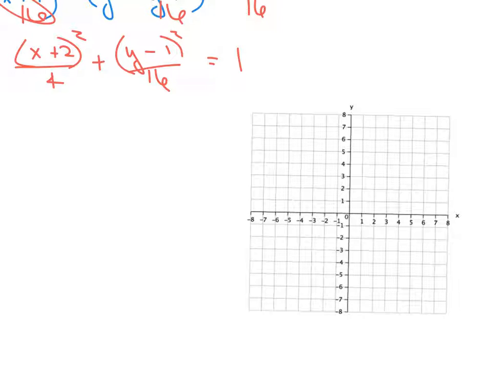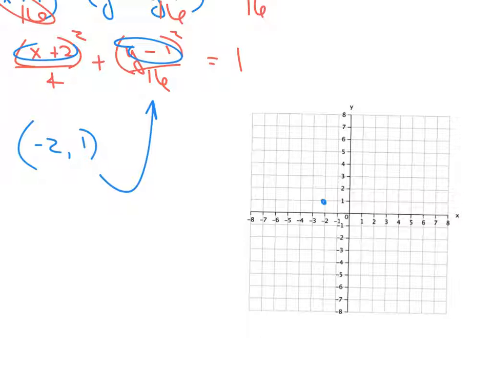For one thing, we know that it's not at the origin because we have a plus 2 and a minus 1 here. So my center is going to be whatever makes this 0 and whatever makes this 0. So that's my center, (-2, 1). Okay? So we've got a little bit of a shift there. I also know that because my y is the bigger number, it's going to be a vertical graph. And my y is going to be 4, not from the origin, but from the center.